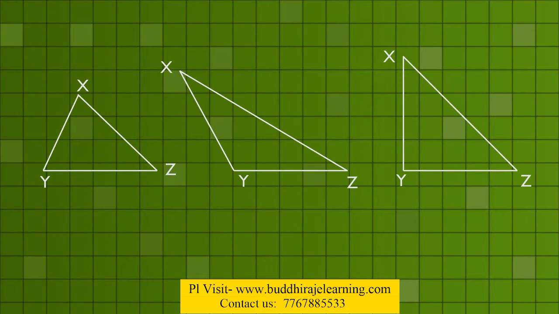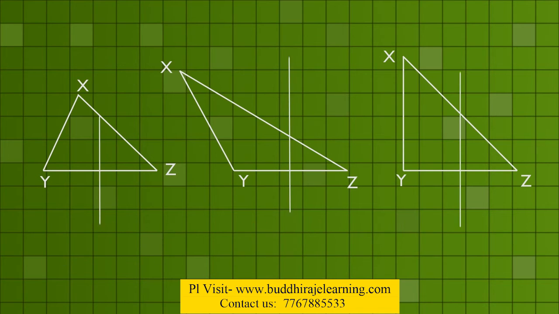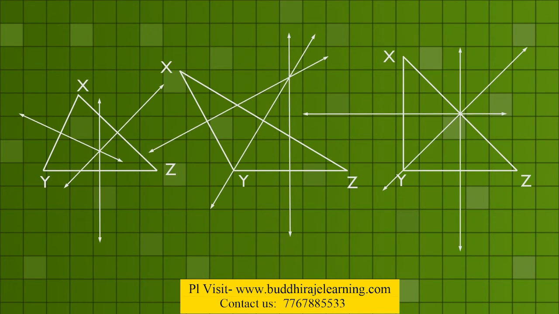Here you can see three triangles. The first triangle has all acute angles. The second is an obtuse angled triangle and the third is a right angled triangle. If we draw the perpendicular bisectors of the sides of the triangles, then we notice that the perpendicular bisectors of the sides of a triangle are concurrent.